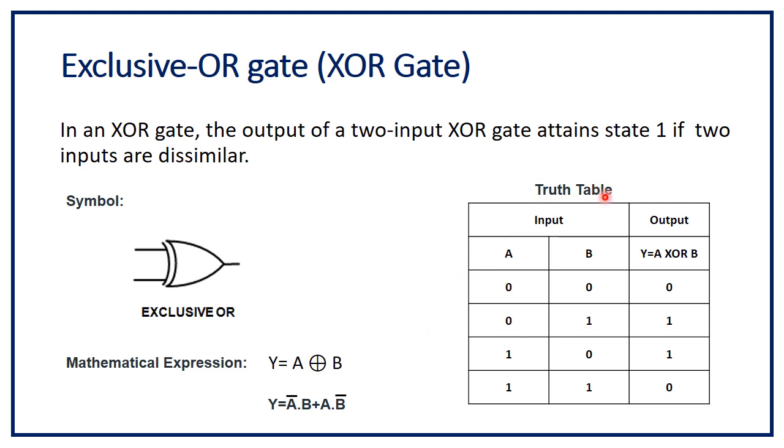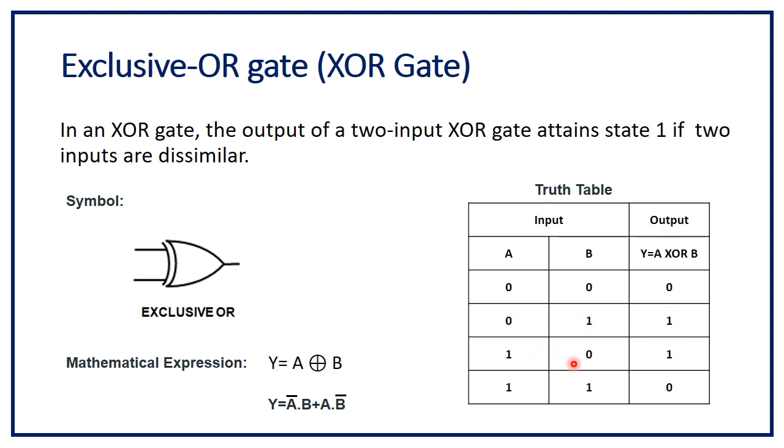Truth table. XOR gate has 2 inputs, A and B. Output Y, which is equal to A XOR B. As we discussed in the definition of XOR gate, its output will be 1 if the 2 inputs are dissimilar. See, in this case, A is 0, B is 0. So both are same, so output will be 0. In this case, A is 0 and B is 1. So see, these 2 inputs are different, hence output is 1.